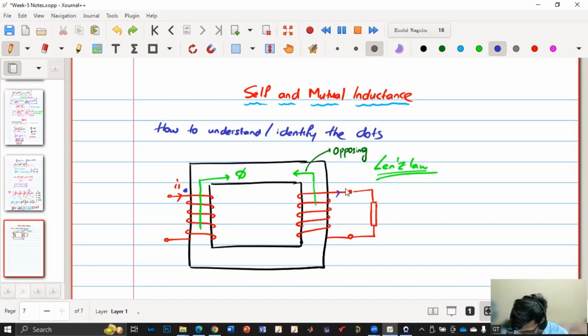And if it is flowing in this direction, how will the flux be? Bottom, right? Downside. Yes, you are right. So now from Lenz's law, we know that the polarity should be in such a way that it should oppose. So if this is my current direction, then it is opposing, right? So now this is plus, this is minus because it is supplying the load.